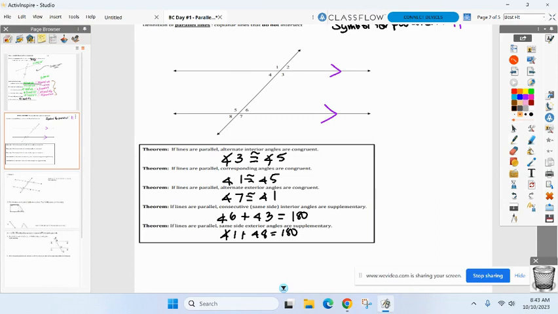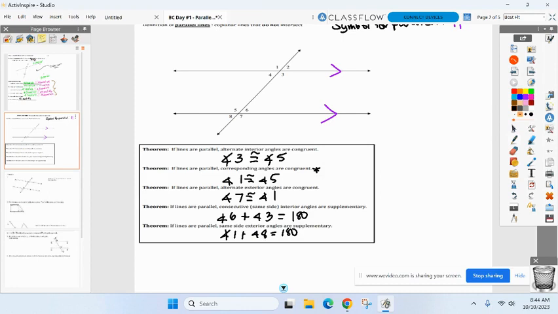So to make this easy on you, so you don't have to do a lot of memorization, anytime you hear the same side, they're always supplementary. Anytime you hear the alternate, congruent. The only other one that doesn't fit is corresponding, and those are congruent. Questions?